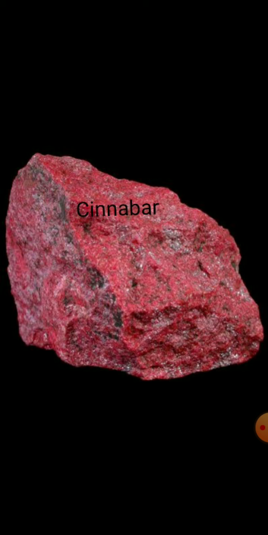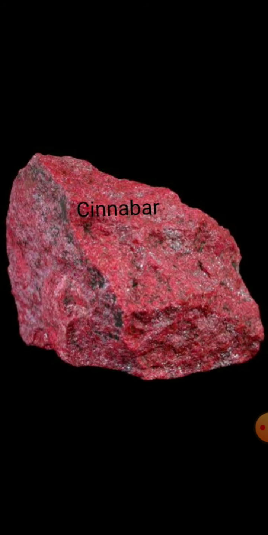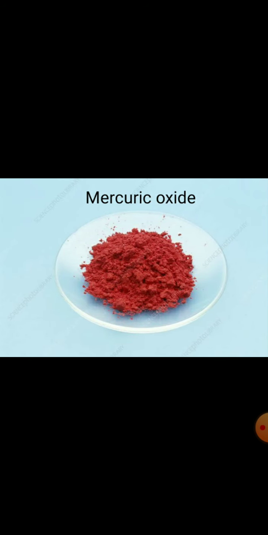When this is heated in air, it is first converted into mercuric oxide, which is HgO. Okay, so this you need to remember. How is it obtained? First of all, we get cinnabar, which is the ore of mercury. Then, first it is converted into mercuric oxide. Now, this mercuric oxide is reduced to mercury on further heating.